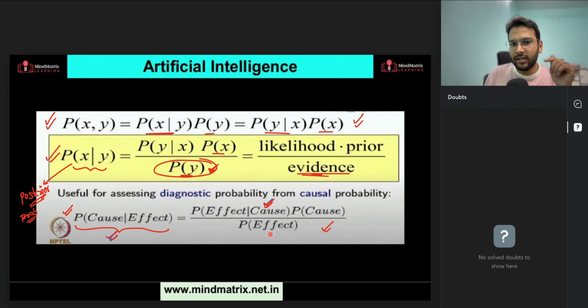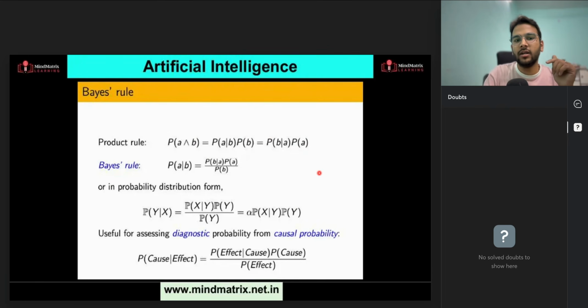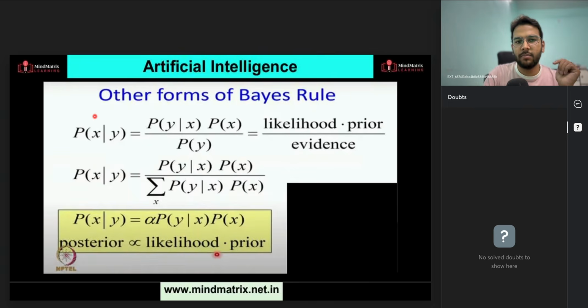But one more thing is there: this probability of y, that evidence, we can basically remove. The same thing is mentioned over here also. You can just read it out, and one example is given. Carefully see this. This is the other form of Bayes rule. Probability of y, I told you, is the total probability. You know what total probability is? That is the summation of p of y given x into p of x. Yes or no? This we have already covered in the previous lecture.